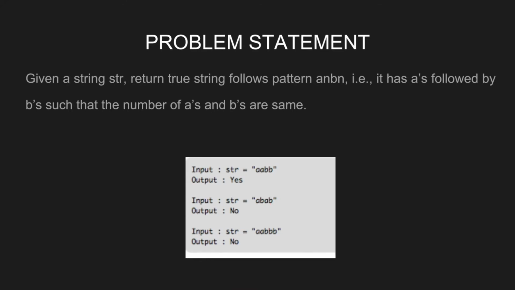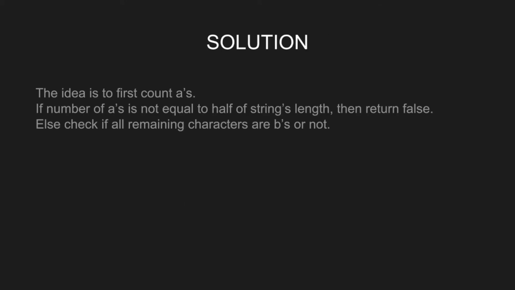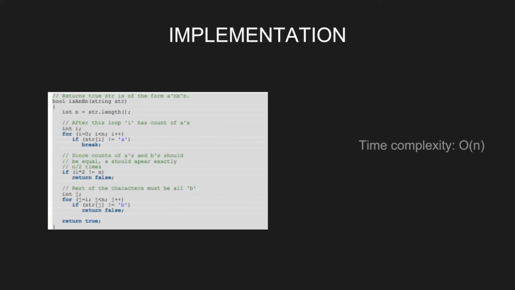The idea is to first count A's. If number of A's is not equal to half of string's length, then return false, else check if all the remaining characters are B or not. Now let's have a look at the implementation.